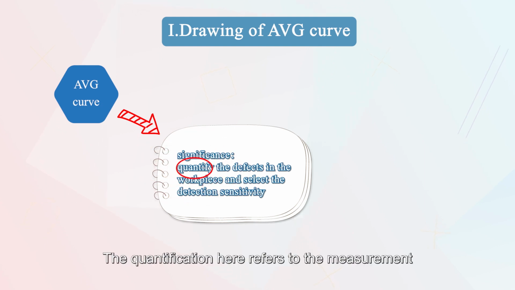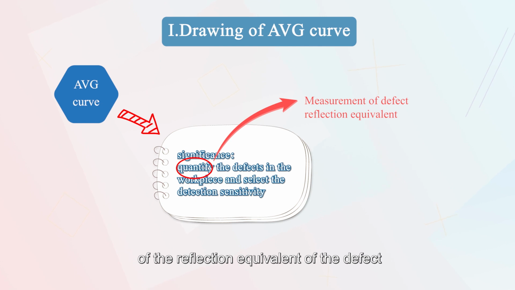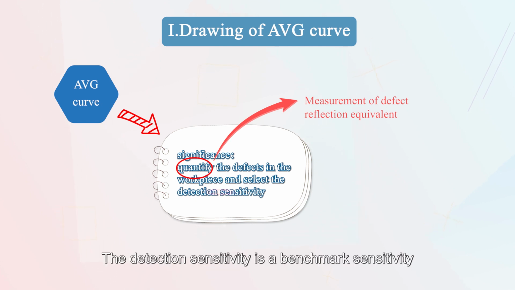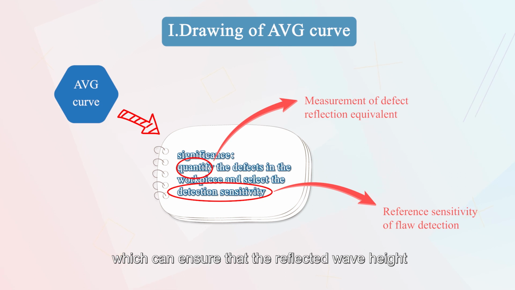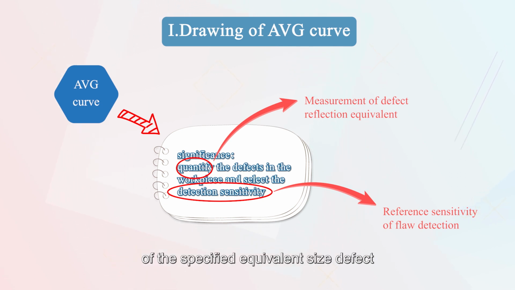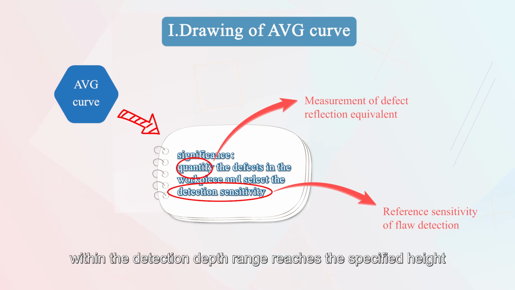The quantification here refers to the measurement of the reflection equivalent of the defect. The detection sensitivity is a benchmark sensitivity of defect detection, which can ensure that the reflected wave height of the specified equivalent size defect within the detection depth range reaches the specified height.